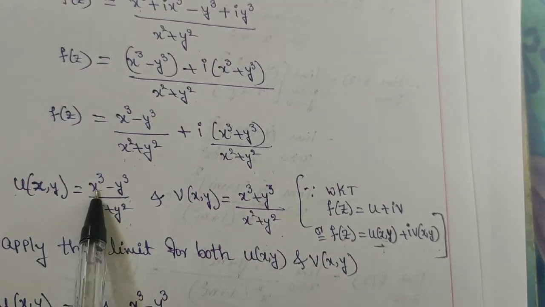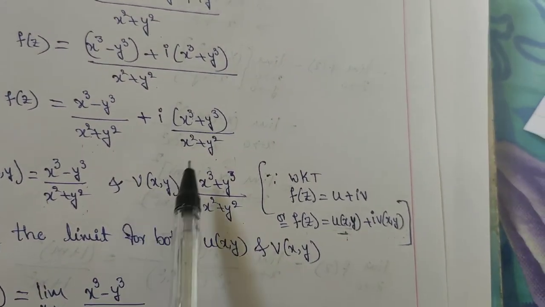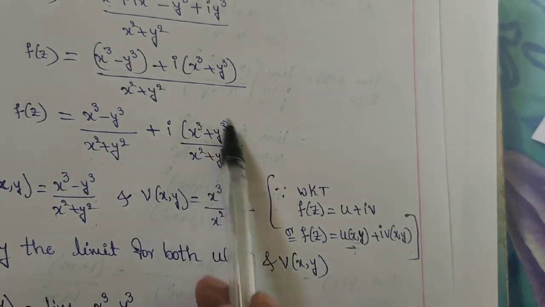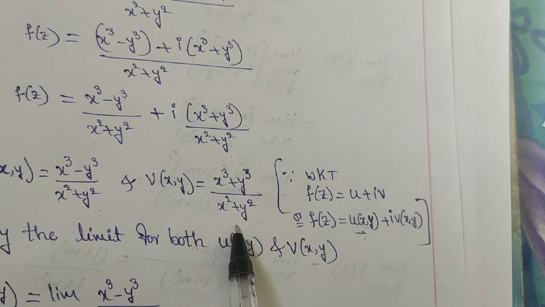What is the u value? x cube minus y cube by x square plus y square. And what is the v value? The coefficient of i is the imaginary part, that is v. v is x cube plus y cube by x square plus y square.